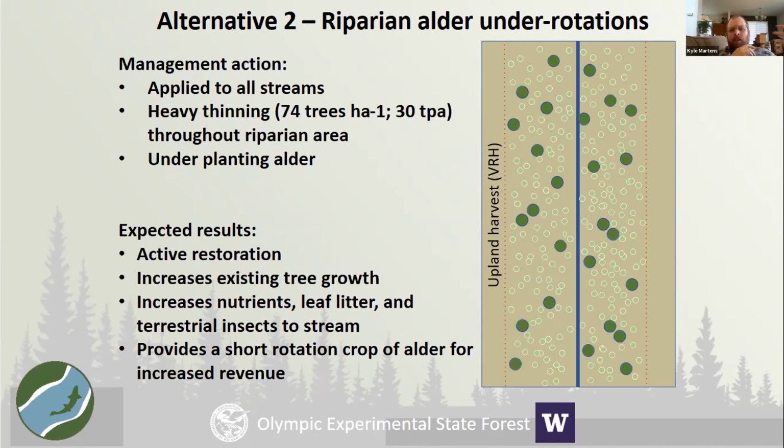It's going to increase nutrients into the stream because alder is a nitrogen-fixing plant, so it's going to put more nitrogen in the soils and in the stream. It's going to add more leaf litter in the stream, which can increase bug production in the stream and increase the amount of terrestrial insects falling into the stream. This will also provide a short rotation crop of alder for increased revenue. So this could also get us more of that structural diversity that we're lacking in those old growth forests. However, it could also create more of a very canopy-closed stage with alder as well. So that's part of the experiment, what we'll learn.